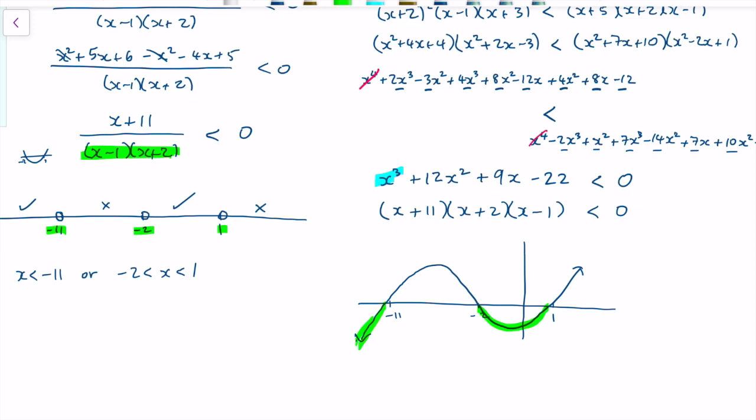Okay, this method was way more tedious than the second one, and also more tedious than the case-by-case, but it's a different way of approaching it.